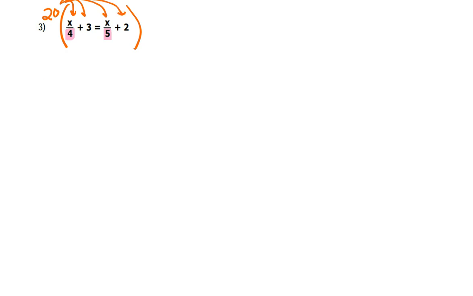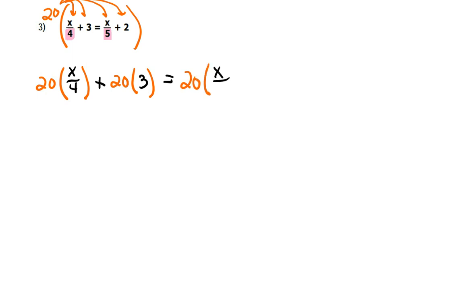And I'm actually going to write this out so you can see what I'm doing. Let's see, this is going to be 20 times the x over 4, plus 20 times the 3, equals, and then 20 times the x over 5, plus 20 times the 2.